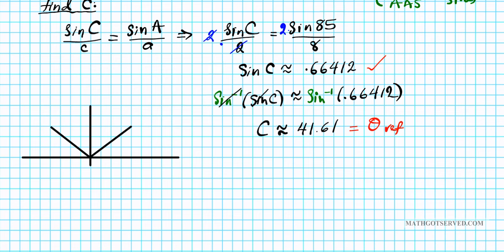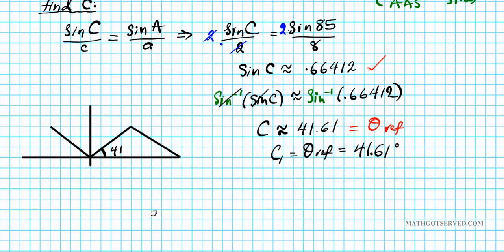All right, so in the first case, theta reference is equal to C1. We have two of them. So C1 is equal to theta reference, which is 41.61 degrees. All right, the answer we got, good. Now we can form a triangle there. This is the first possible triangular solution.